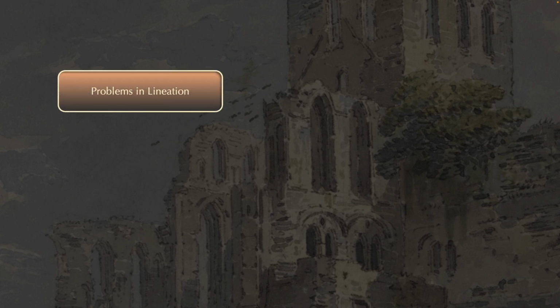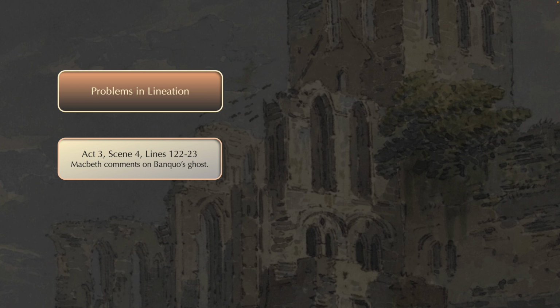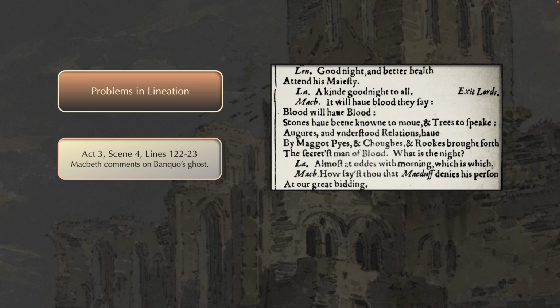So talking about more structural issues, I'm going to talk a little bit about breakage, about lineation. So here's an example of some of the problems that editors encounter when they're preparing text for print. We're going to look at Act 3, Scene 4, just 2 lines, 122 and 123. And here they are. This is how they appear in the folio. I've blown it up considerably.